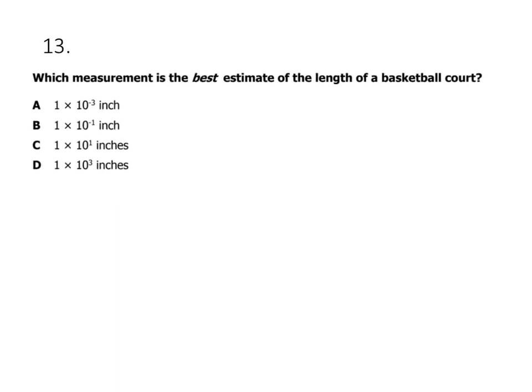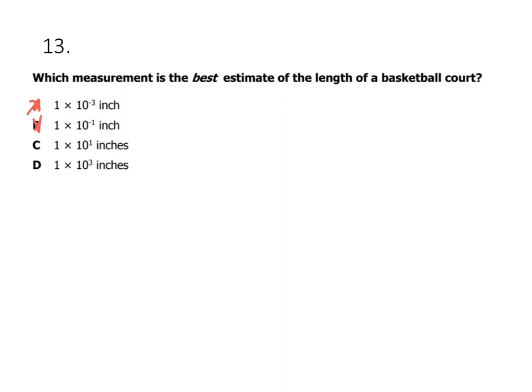Number 13, which measurement is the best estimate of the length of a basketball court? So I'm looking at my answer choices. I have 1 times 10 to the negative 3. I know that's going to be a decimal because it's a negative number, so I know that cannot be an answer choice. The same goes for B because it's negative 1.